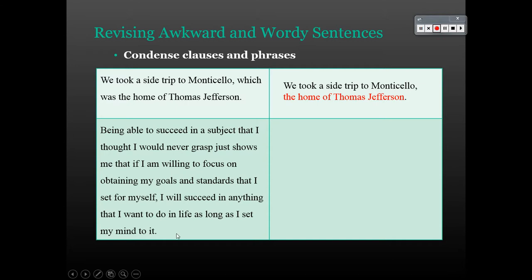This is a very wordy, kind of crazy sentence. Being able to succeed in a subject that I thought I would never grasp just shows me that if I'm willing to focus on obtaining my goals and standards that I set for myself, I will succeed in anything that I want to do in life as long as I set my mind to it. That's a mouthful. So let's condense it, but make sure it has the same meaning. Succeeding in a difficult subject taught me that focus and determination help me achieve my goals.